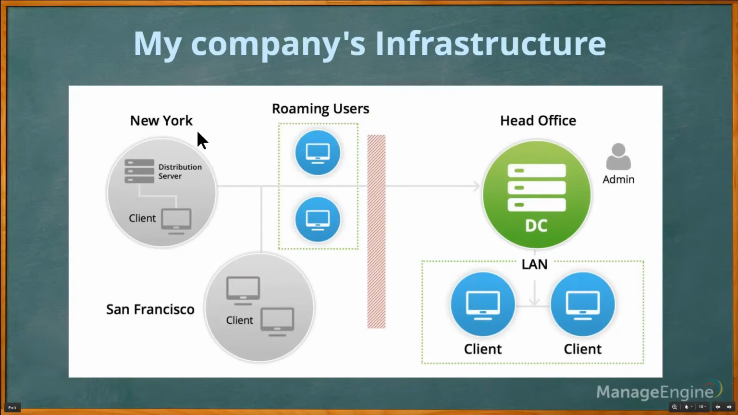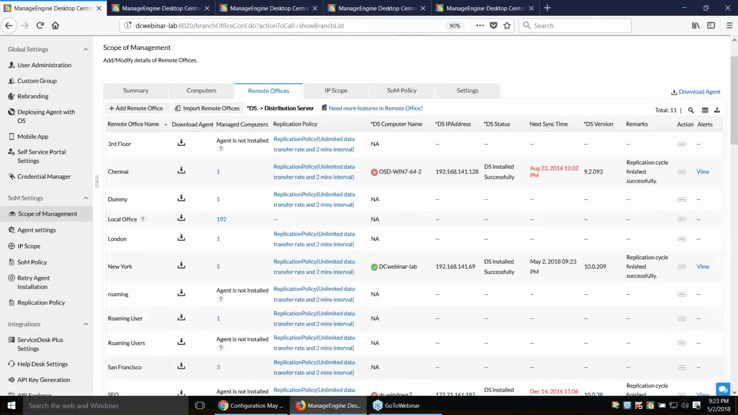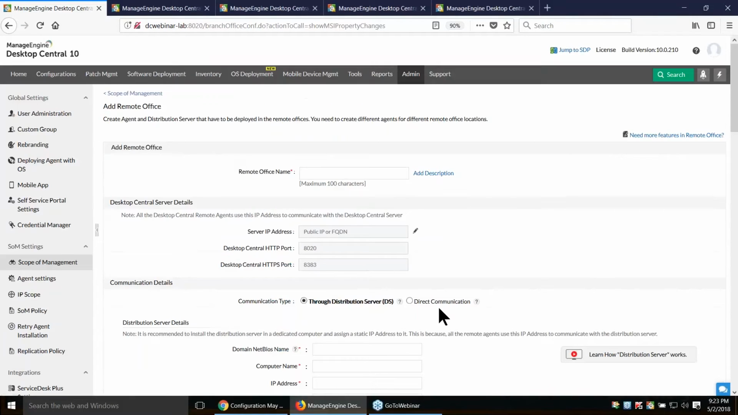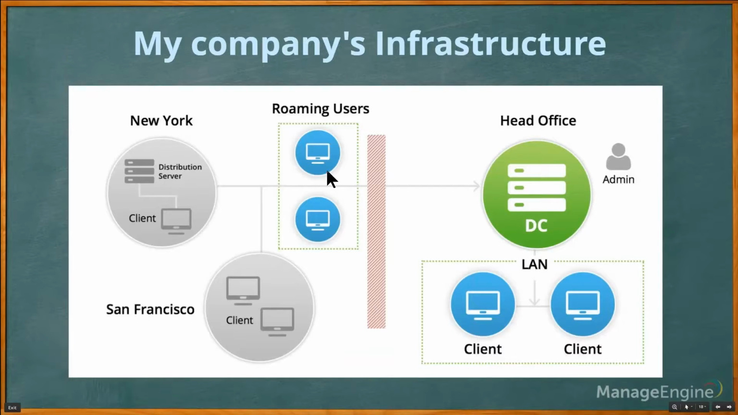Looking at my infrastructure, I've created a New York office with a distribution server and a San Francisco office without a distribution server. I can create the same remote office choosing direct connection. In case you want to create a roaming user again as a remote office, you can simply configure them.